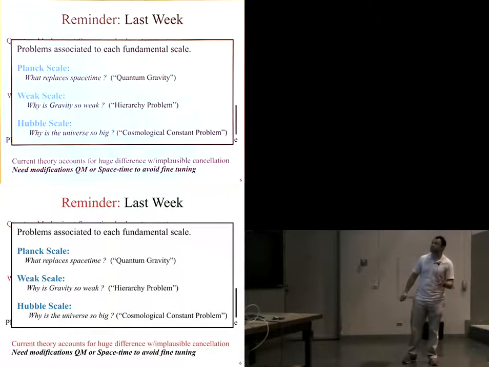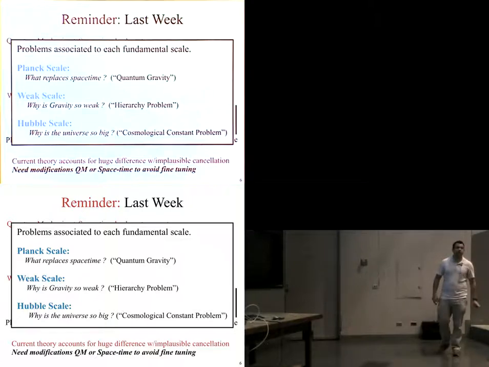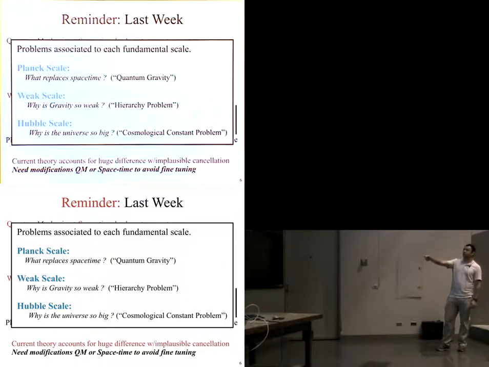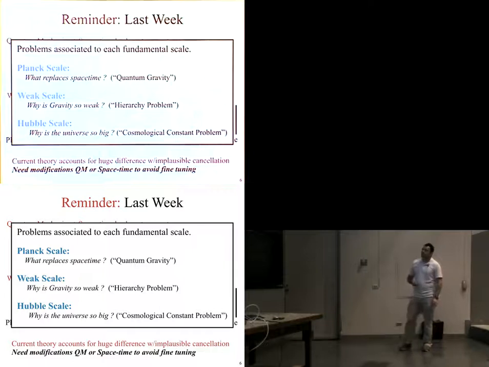Another thing I stressed last week and want to bring up again is that these problems are not esoteric, associated with these scales, but they actually are important, and they're relatively easy to understand. With each scale, there's a significant major mystery. At the Planck scale, we saw that our notion of space-time, or what physics is about, is breaking down. And so the question is, how can we replace space-time at those distance scales?